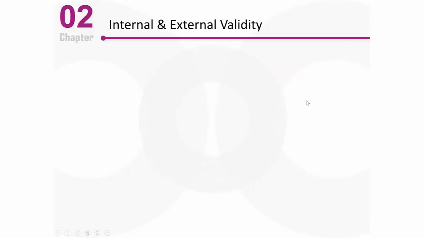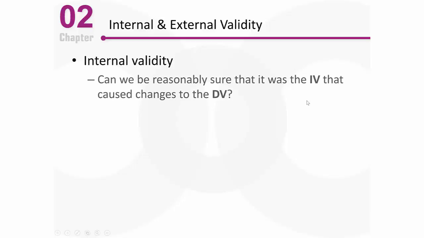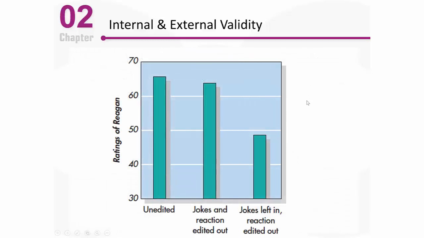A couple other terms that come up as we're talking about experiments have to do with validity, internal and external validity. Let's talk about internal validity. In order for an experiment to really teach us something, it needs to be internally valid. And what that means is we need to be reasonably sure that the independent variable is what caused the changes in the dependent variable. Let me give you an example here.